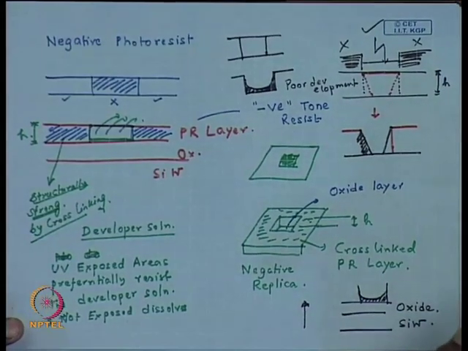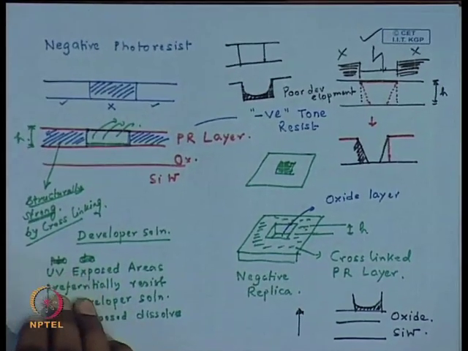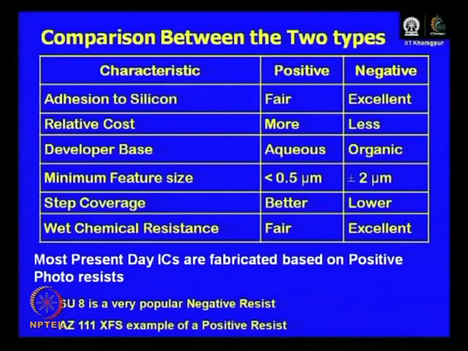So, there are a lot of critical details which one really has to worry about, and we will see some of them without going into too much detail of the whole technique. So, here is a quick comparison between the different types of photoresist. There are several critical properties one would like to compare. So, adhesion to silicon, or the oxide layer, of course is very important. Positive photoresist it's fair, negative photoresist it's excellent.